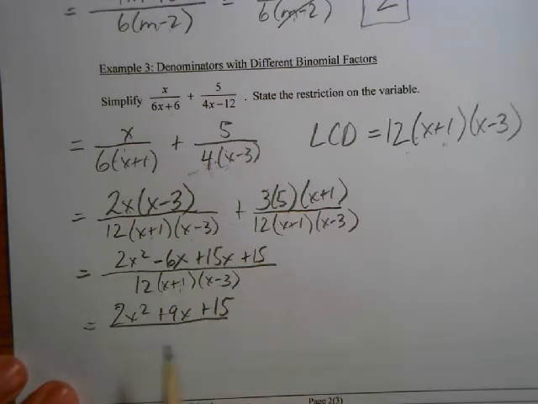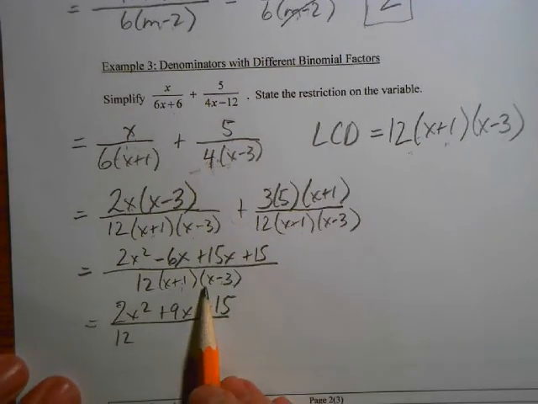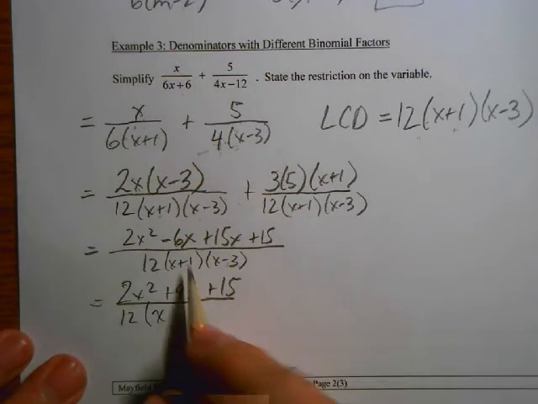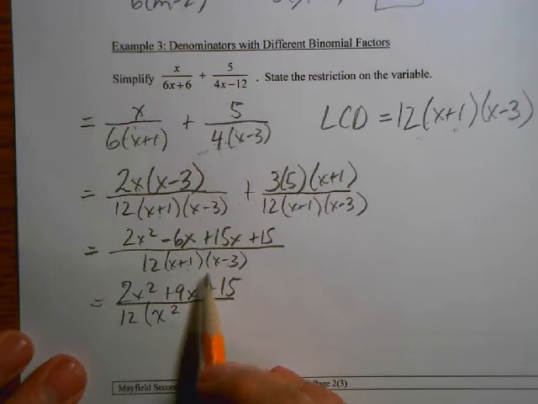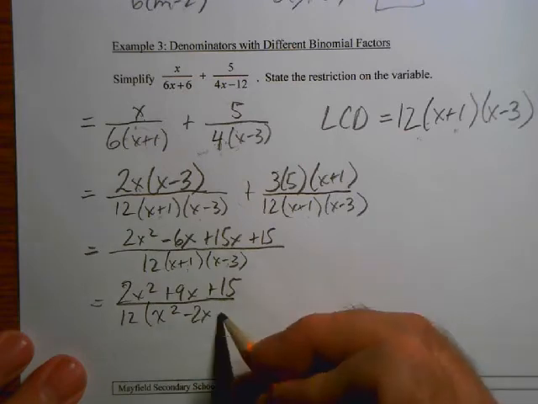Now on the bottom, I've got basically 12 times a binomial times a binomial. If you have two binomials, I actually want you to multiply those out. So you're going to do like a FOIL here. So I'll put my 12 out front, and I do this kind of in my head, x squared. I'm going to have a negative 3x and a positive 1x, so that's a minus 2x and a minus 3.